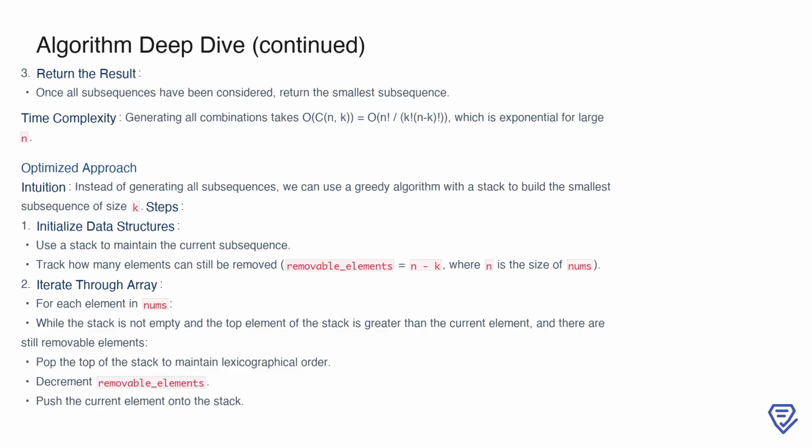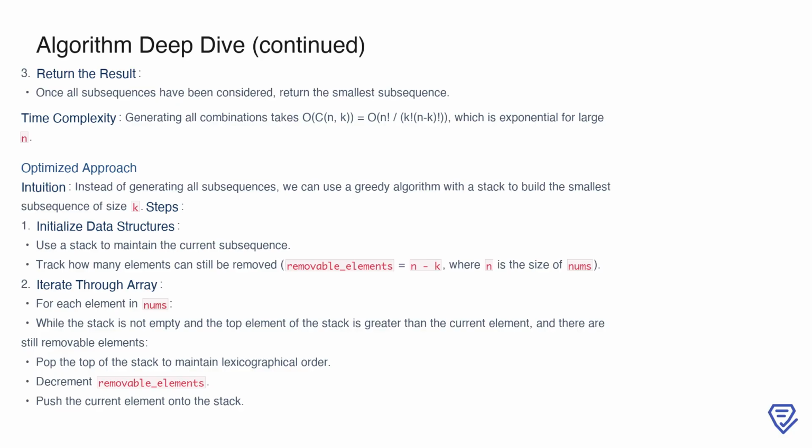However, the time complexity of this approach is a major bottleneck. Generating all combinations involves a factorial growth, specifically O(C(n, k)), where C(n, k) represents the number of ways to choose k elements from n. For large n, this becomes computationally infeasible.